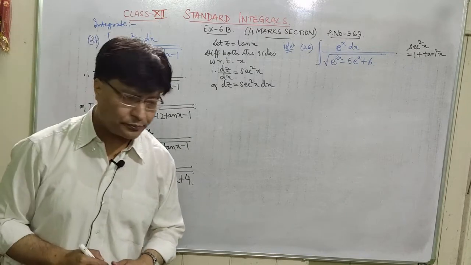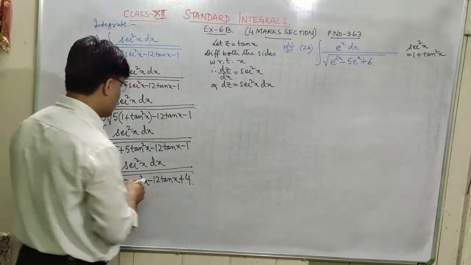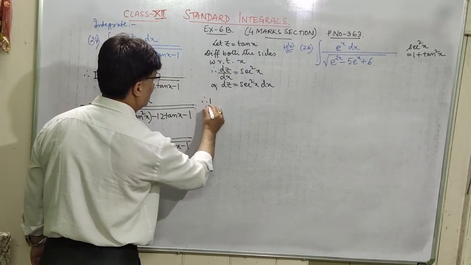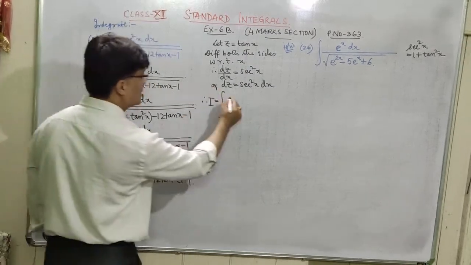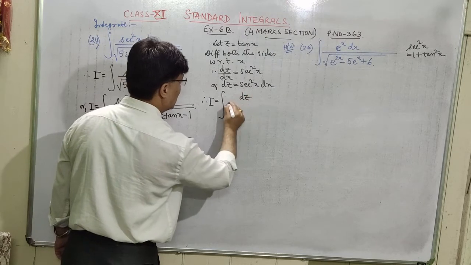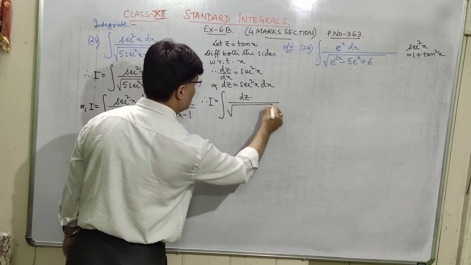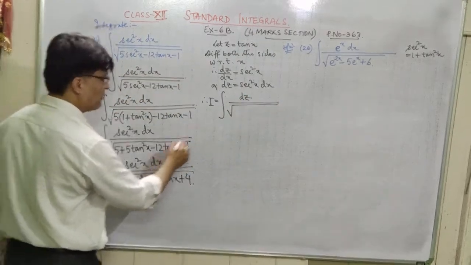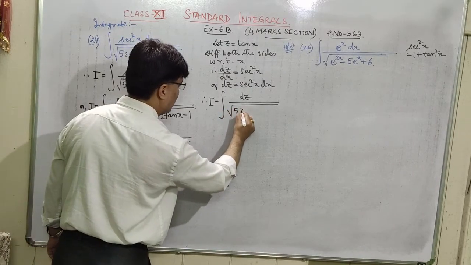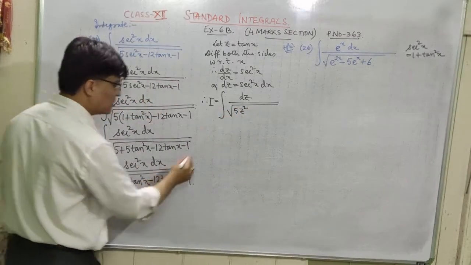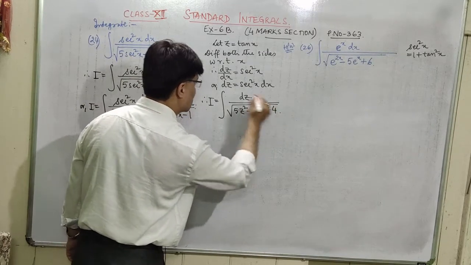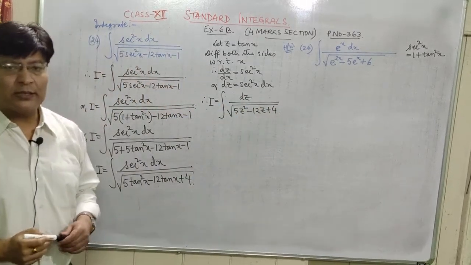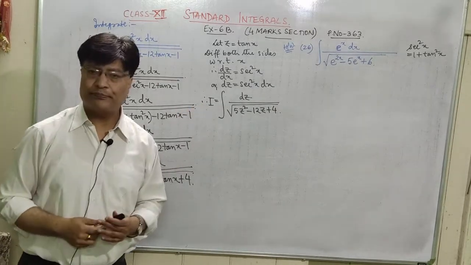Is that clear now? So let us put these values in I. Therefore, I is equal to the integration of, what is sec square x dx? It is dz divided by the square root of 5z square minus 12z plus 4. Okay, so we have got this expression now.